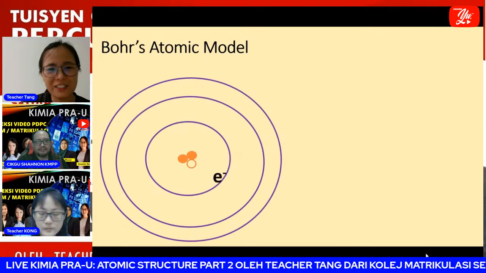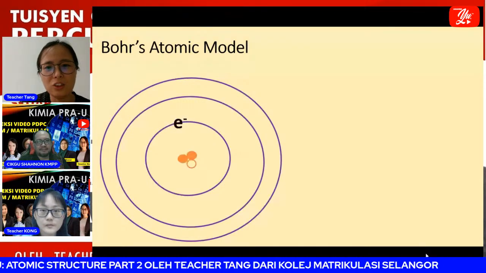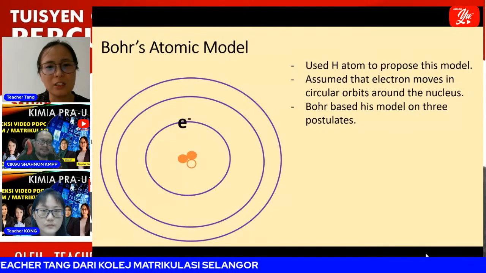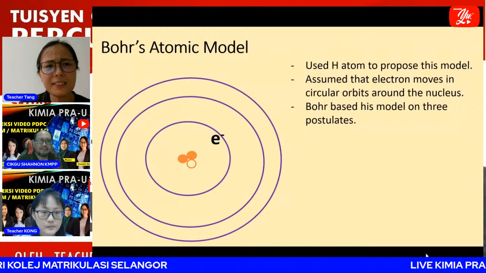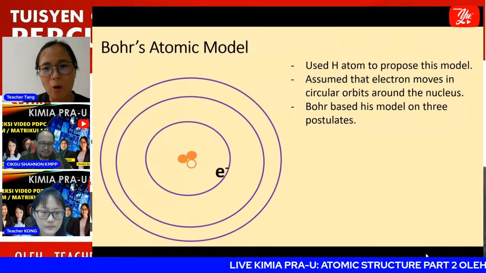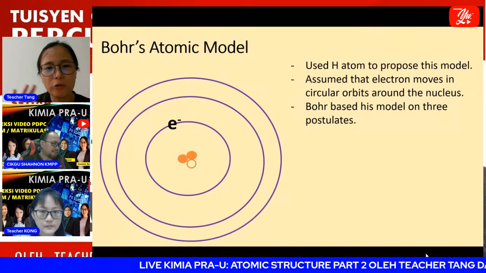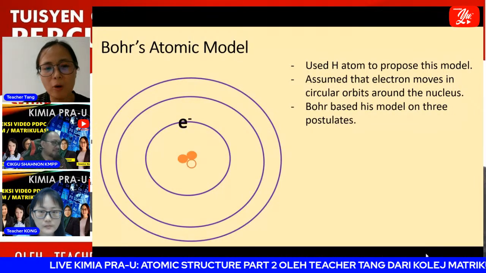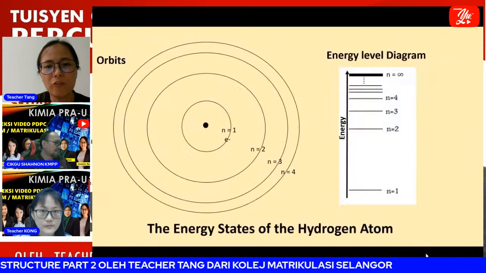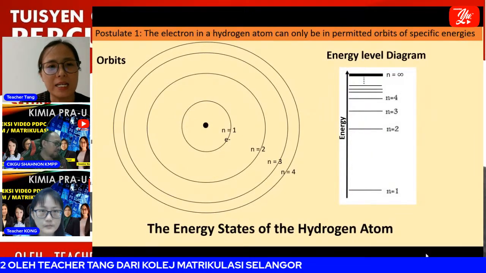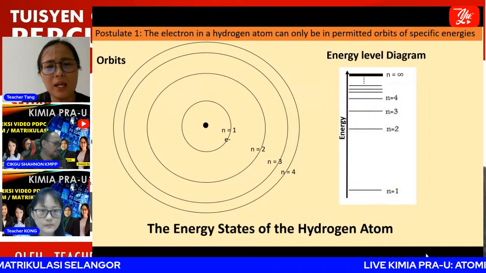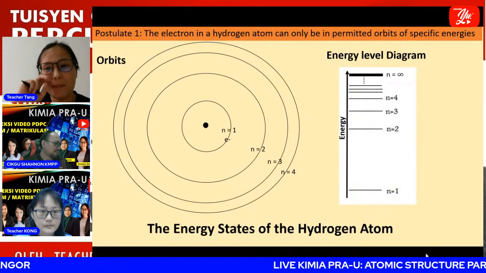move within the fixed circular orbits. So he assumed that electrons move in circular orbits around the nucleus. And when Bohr made this atomic model, this postulate is basically an assumption. He said that the electron in a hydrogen atom can only be in permitted orbits of specific energy.